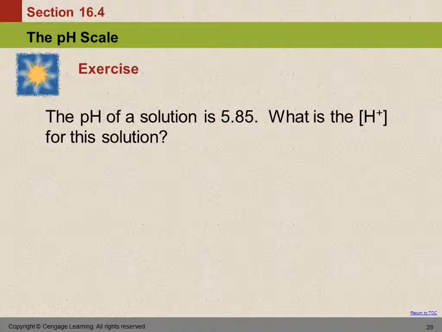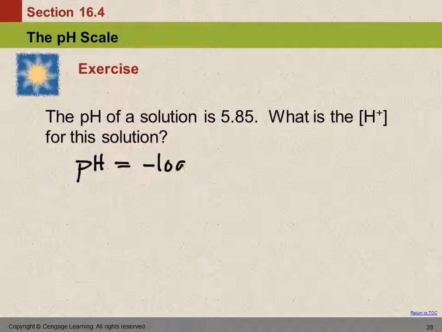Well, what if we know the pH and we want to know the hydrogen ion concentration? The pH of a solution is 5.85. What is the hydrogen ion concentration? Well, we know that pH equals negative log of the hydrogen ion concentration. We need to solve this equation for hydrogen ion concentration to answer this question.